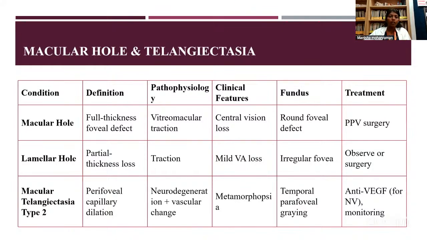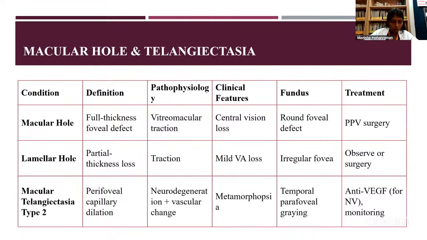Next is macular hole and telangiectasia. The macular hole is a full thickness foveal defect. It occurs due to vitreomacular traction. The patient will have central vision loss, and a round foveal defect is seen in the fundus. The treatment for macular hole is PPV surgery.